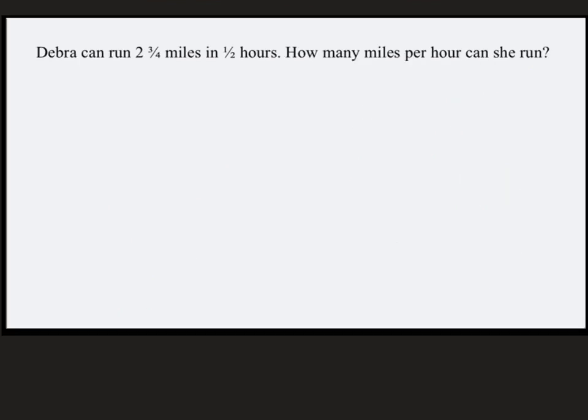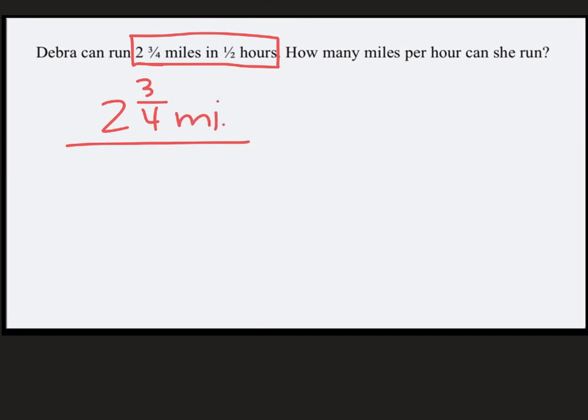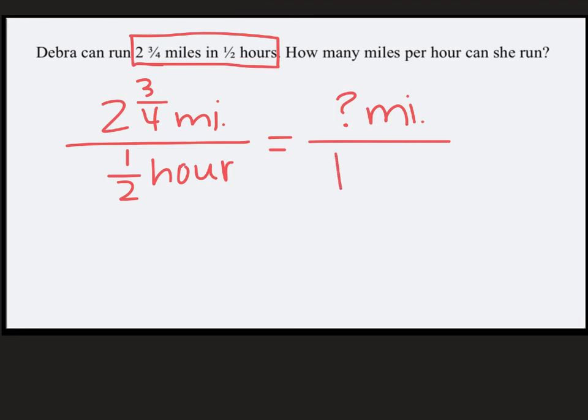All right, next one. We have a scenario. We need to set up a proportion to solve it. It says Deborah can run 2 3/4 miles in half of an hour. How many miles per hour can she run? So start with your given rate, and we're going to put that on the left-hand side. So we have 2 3/4 miles, so mi, in half of an hour. Remember, time always has to go on the bottom. And then on the right-hand side, we're trying to figure out how many miles, so our question mark or our variable, in 1 hour.